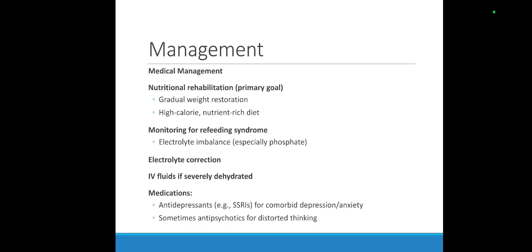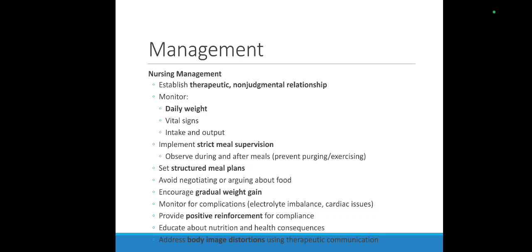So medications may include antidepressants for comorbid depression or anxiety, and sometimes antipsychotics for any distorted thinking, especially again if they perceive that they are too overweight. Okay, for nursing management, you have to establish a therapeutic non-judgmental relationship. Monitor daily weight, their vital signs, and intake and output. Implement strict meal supervision. You have to really observe the patient when eating and after eating.